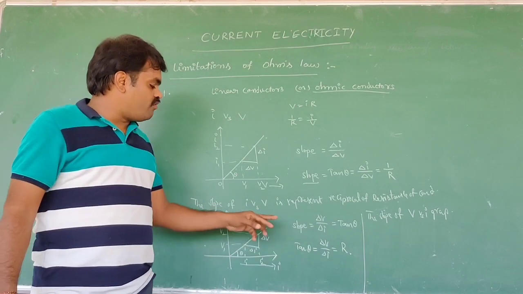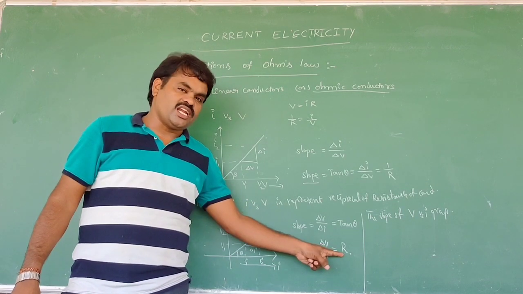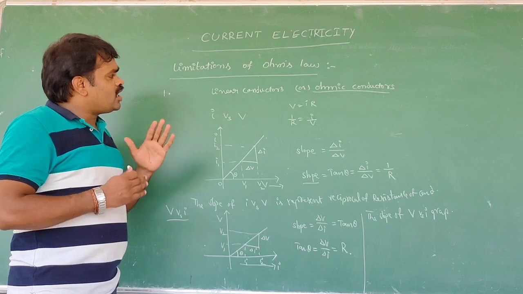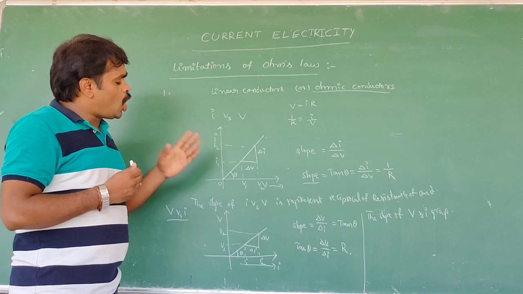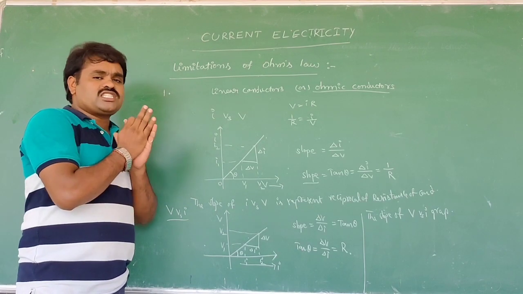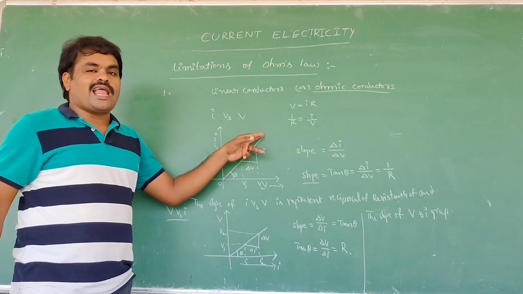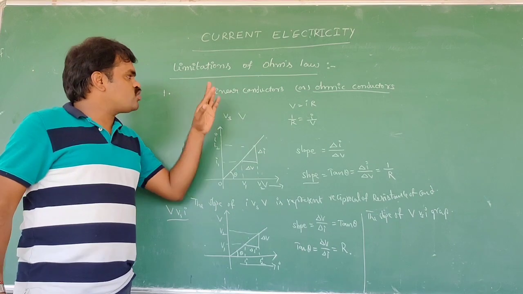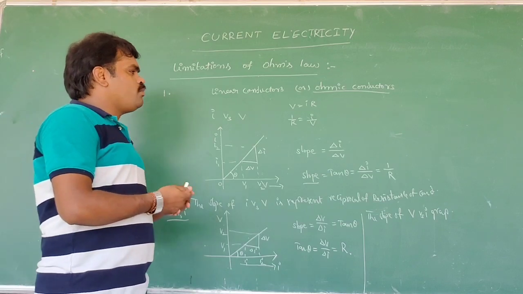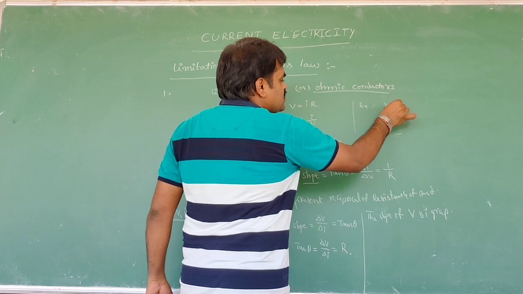Then the slope of the straight line is represented as the resistance of the conductor. Why are these ohmic conductors called linear conductors? Because the I versus V or V versus I graph is represented as a straight line, that is linear. That's why these are called linear conductors. Examples of linear conductors are the metals.